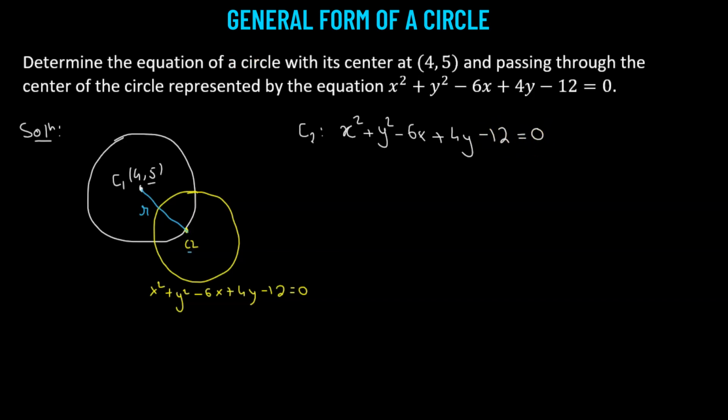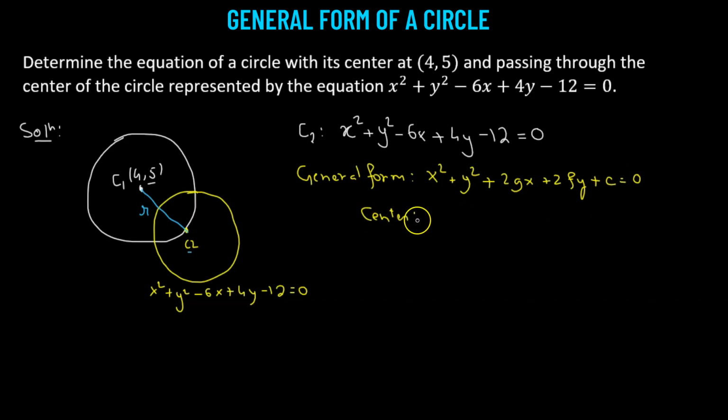Now what do we do? Using this, we are going to compare it with the general form of a circle. The general form of a circle is given by x squared plus y squared plus 2gx plus 2fy plus c equals 0. This general circle's center is defined by the coordinate negative g comma negative f. So that's what we need. We don't need the radius of the circle C2, we'll only need the center. So let's find it out.